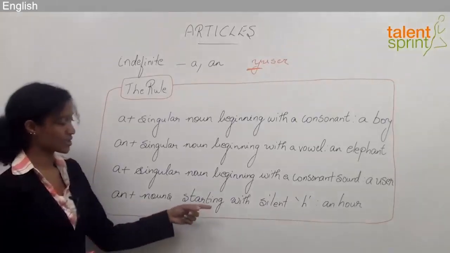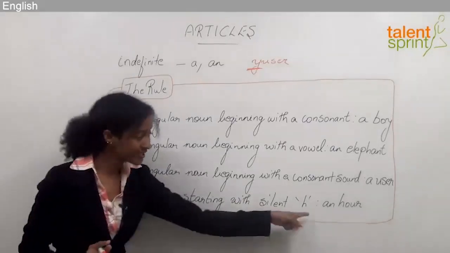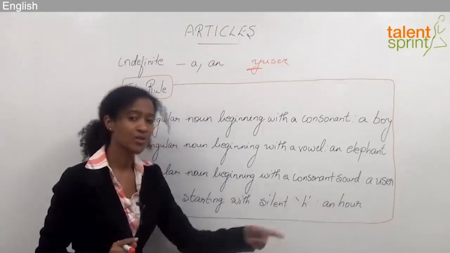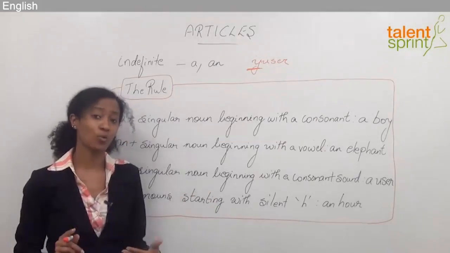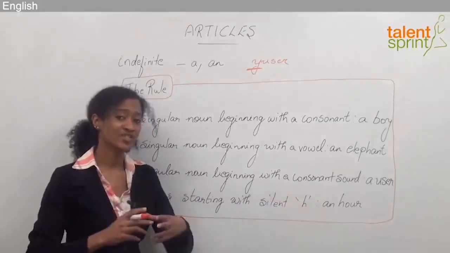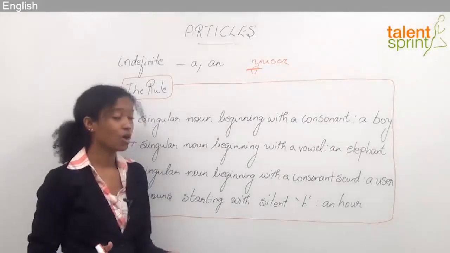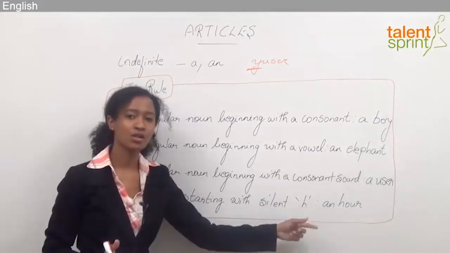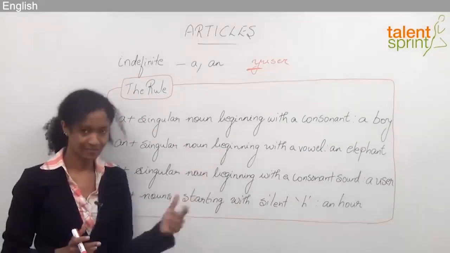An plus nouns starting with silent H. So H I know is a consonant. So ideally I should put a hour. But I have put an hour. Why? Because when I pronounce H-O-U-R, I don't say the H, I say our, wherein the H is silent. So in any word starting with H, and if it is silent, like honest, I don't pronounce the H. Honor, I don't pronounce the H. So all those words I will use an and not a. So these are the exceptions. Let's take a look at the uses of a and an individually.